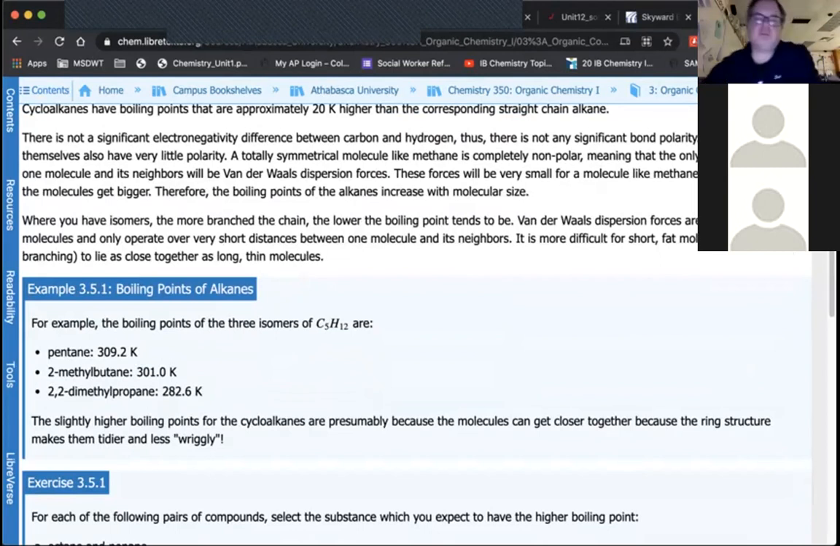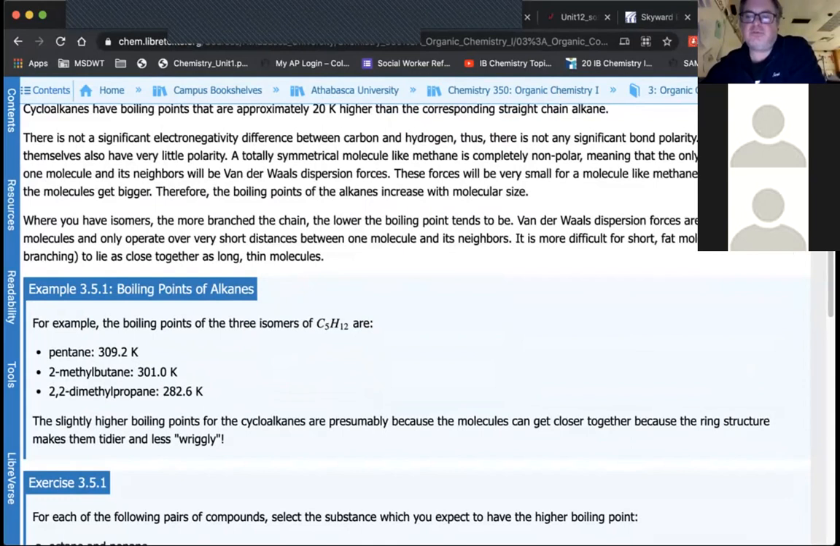Where you have isomers, the more branched the chain, the lower the boiling point tends to be. Van der Waals dispersion forces are smaller for shorter molecules and only operate over very short distances between one molecule and its neighbor. It is more difficult for short fat molecules with lots of branching to lie close together. All right, so it's going to be about lying close together. If they can lie next to each other, closer together, they're going to have more interactions.